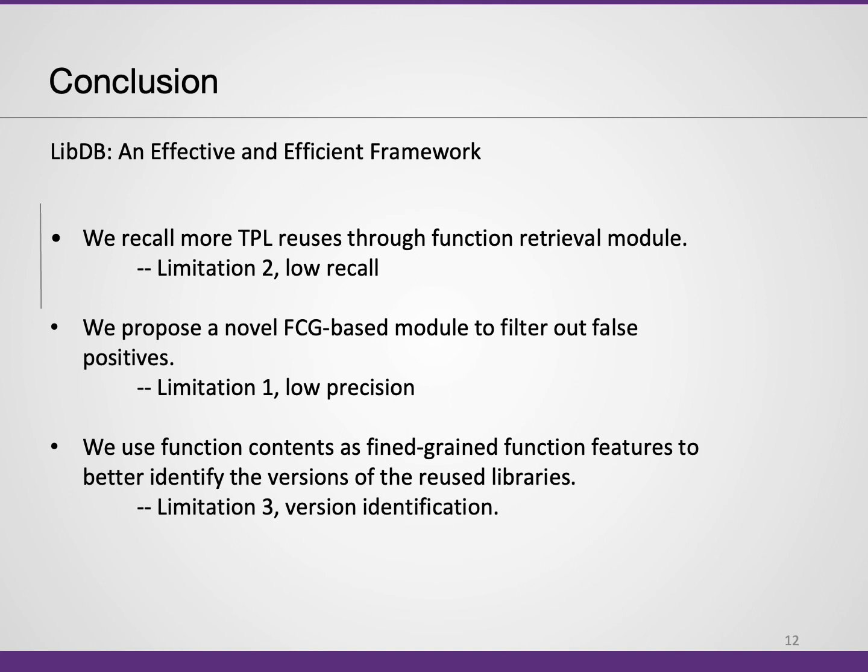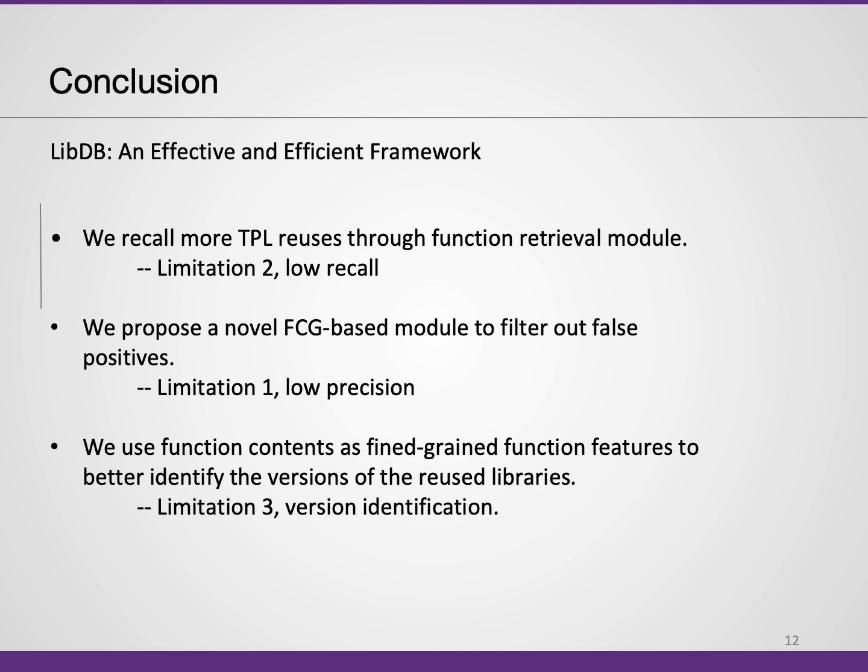Finally, I'd like to make a conclusion. In this paper, first, we propose a novel framework LibDB that utilizes function contents to detect binary TPL reuse instead of relying on basic features only. It embeds functions in such a way that the similar functions have a higher cosine similarity score than the dissimilar functions. We recall more TPL reuses through function retrieval module that increases the recall rate.